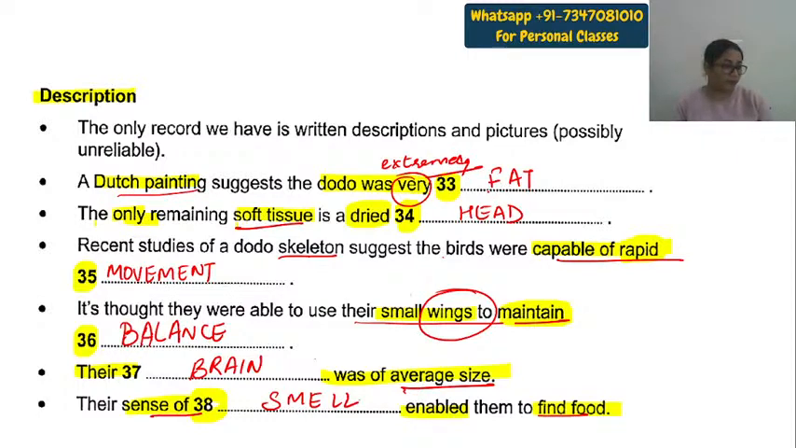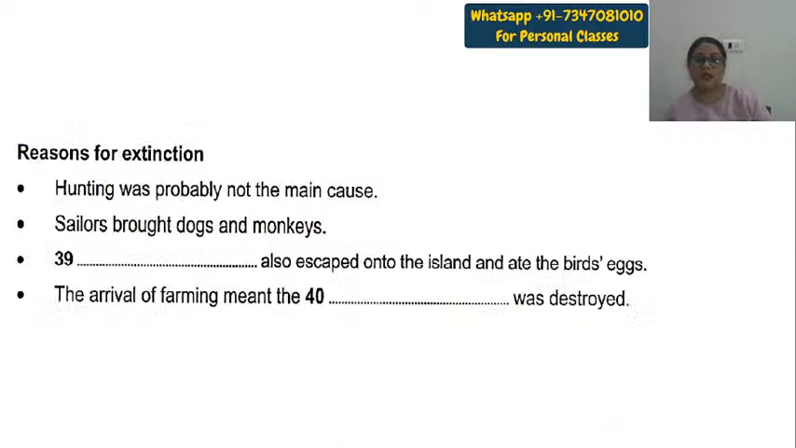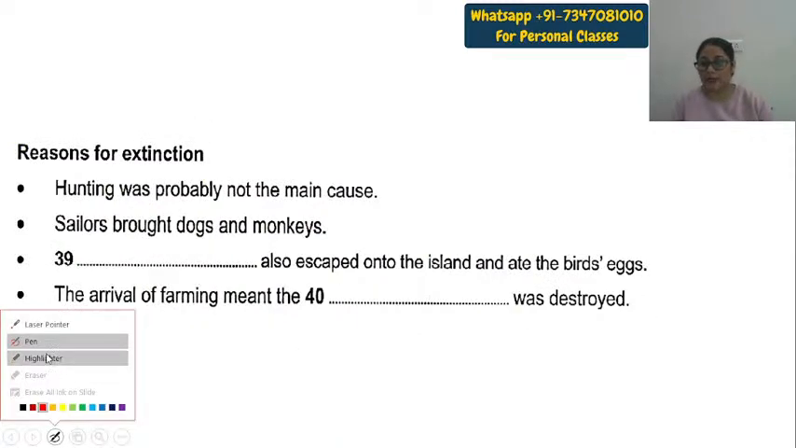Extremely fat, matlab extremely means very, mota. Okay, so that's not the real, but in the Dutch painting it was extremely fat. I hope it is clear to you. Okay, so let's move to the next 39 and 40 questions, last questions.